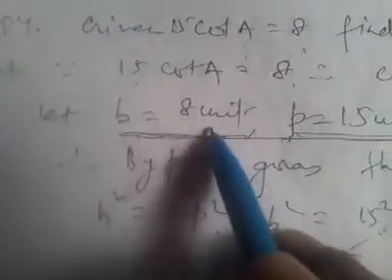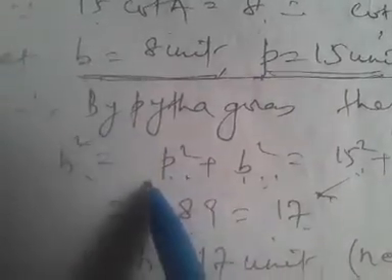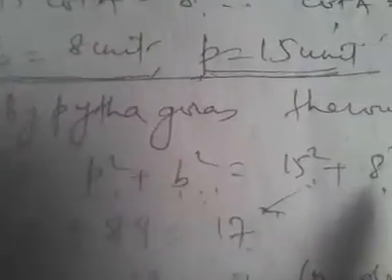From any right angle triangle, when base and perpendicular are known to us, we can find out hypotenuse. Since base is equal to 8 unit and perpendicular is equal to 15 unit, by Pythagoras theorem, we can obtain that h square is equal to p square plus b square, that is equal to 15 square plus 8 square.